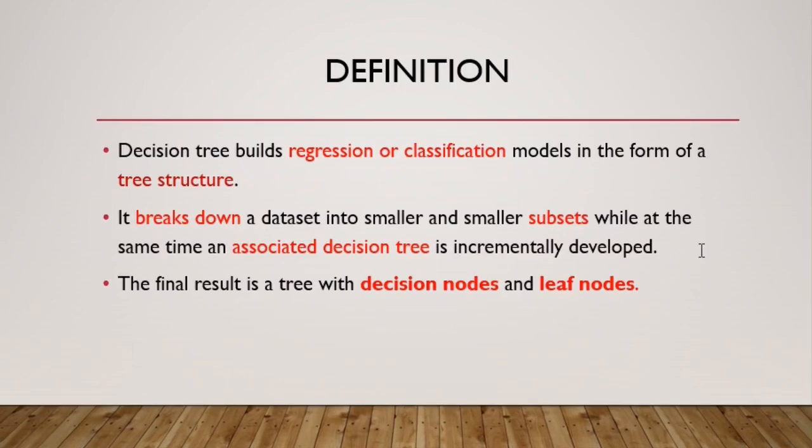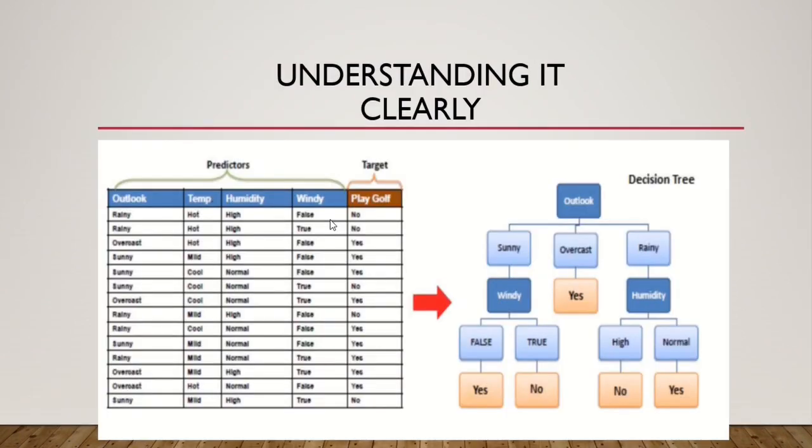So let's look at what is decision tree regression. It is nothing but a regression or classification model in the form of a tree structure. Here we break down a dataset into smaller and smaller subsets while at the same time an associated decision tree is incrementally developed. The final result is a tree with decision nodes and leaf nodes. Okay, now let us understand it more clearly.